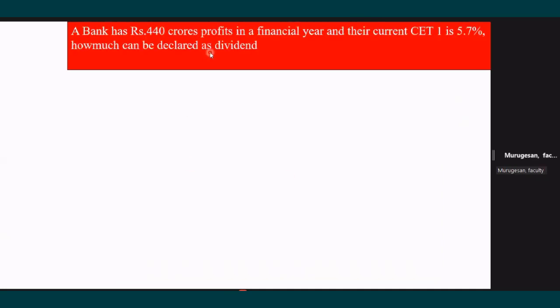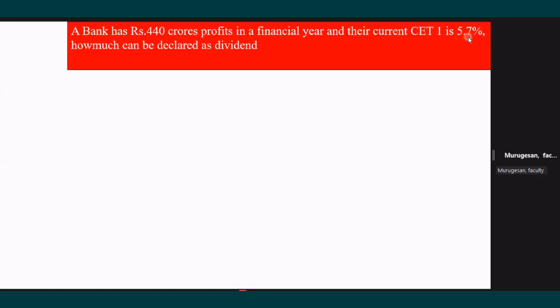Okay. Now, a bank has got 440 crores profit in a financial year. The current CET is 5.75. How much can be declared as dividend? Oh, this is based on the rule. It's a good question. A bank has this question, they will call you. The bank has mobilized and got a profit of 440. But their current CET is 5.7.